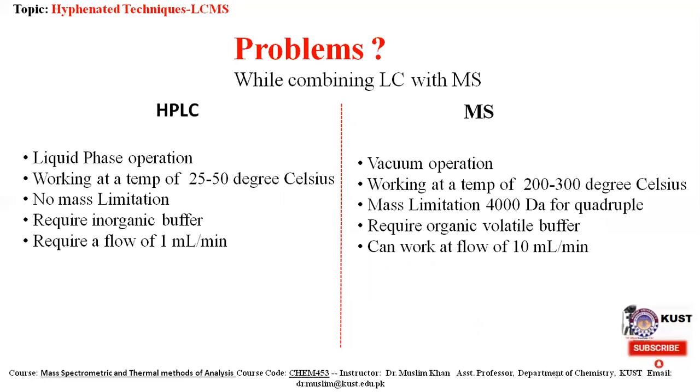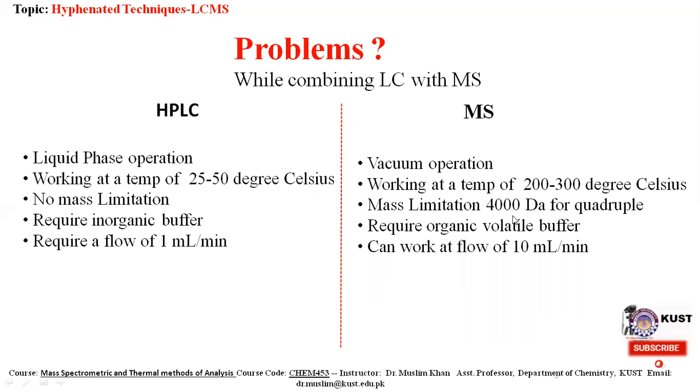On the other hand, this MS is working under vacuum operation because it is very difficult to control the ions at atmospheric pressure. So the vacuum is needed, and the air is evacuated from the mass spectrometer. It is working under a very low pressure, at a temperature of 200 to 300 degrees Celsius. So there is a difference: this one is working at room temperature or even slightly higher, and this one is working at a higher temperature like 200 to 300 degrees Celsius.